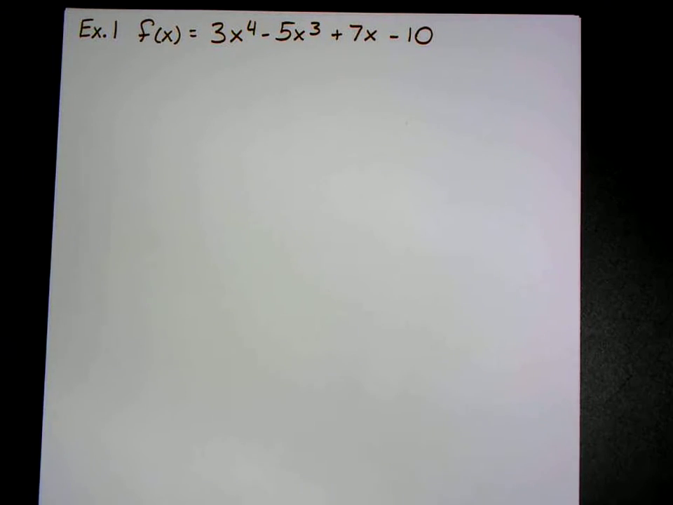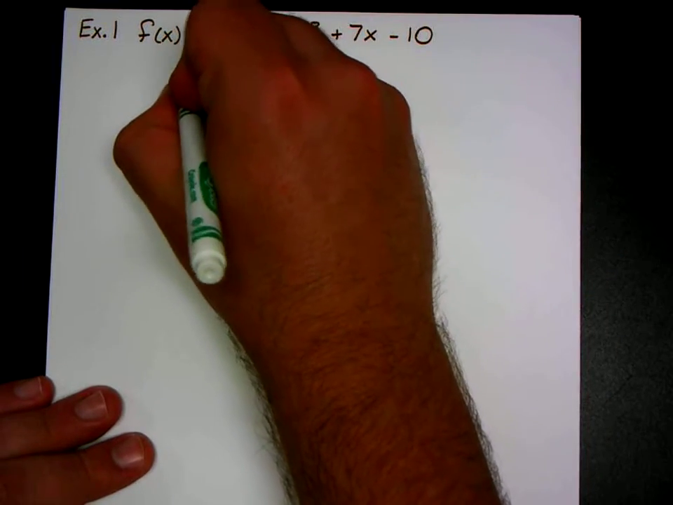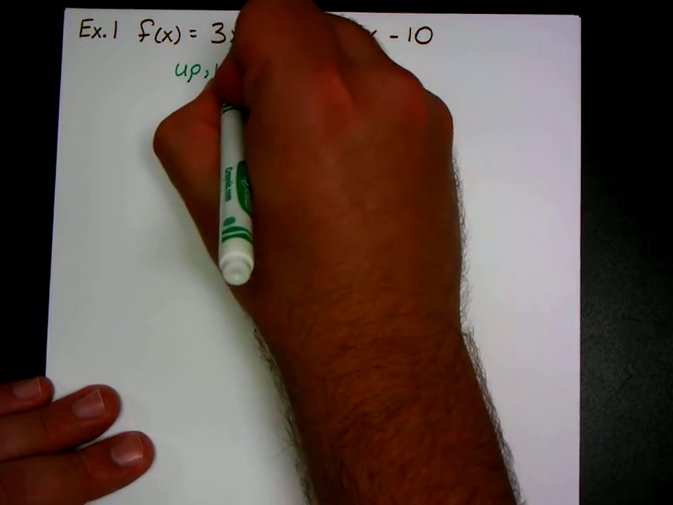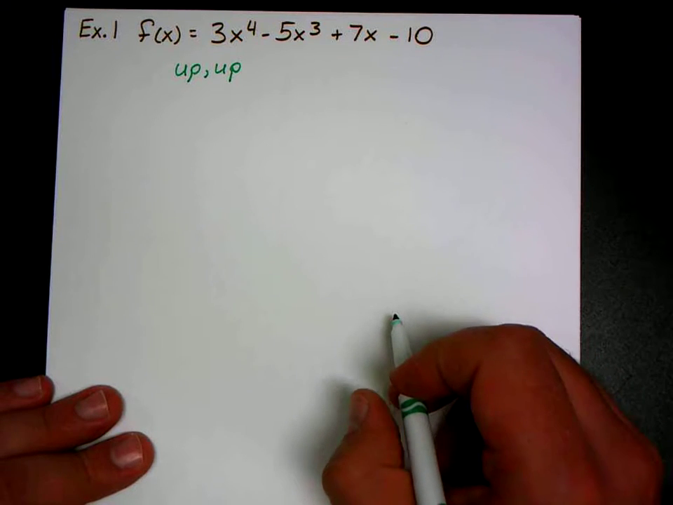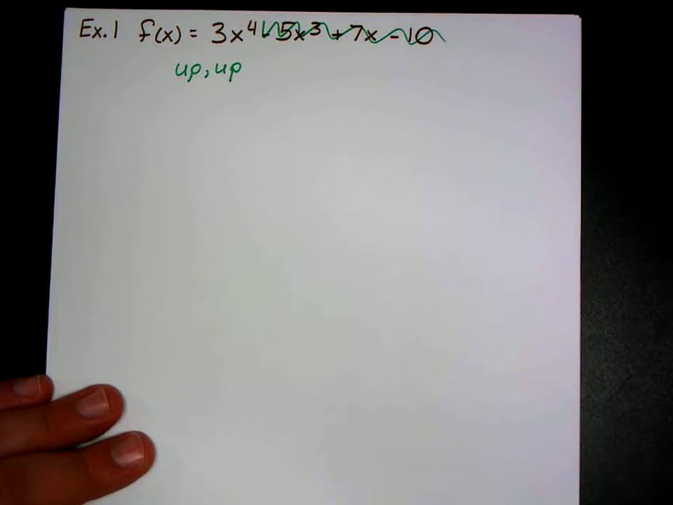So what's the end behavior of that? Up, up. Again, wherever you're looking at this, none of that even mattered. All that matters is the first thing. Degree is even. Leading coefficient is positive. Are you okay with that?